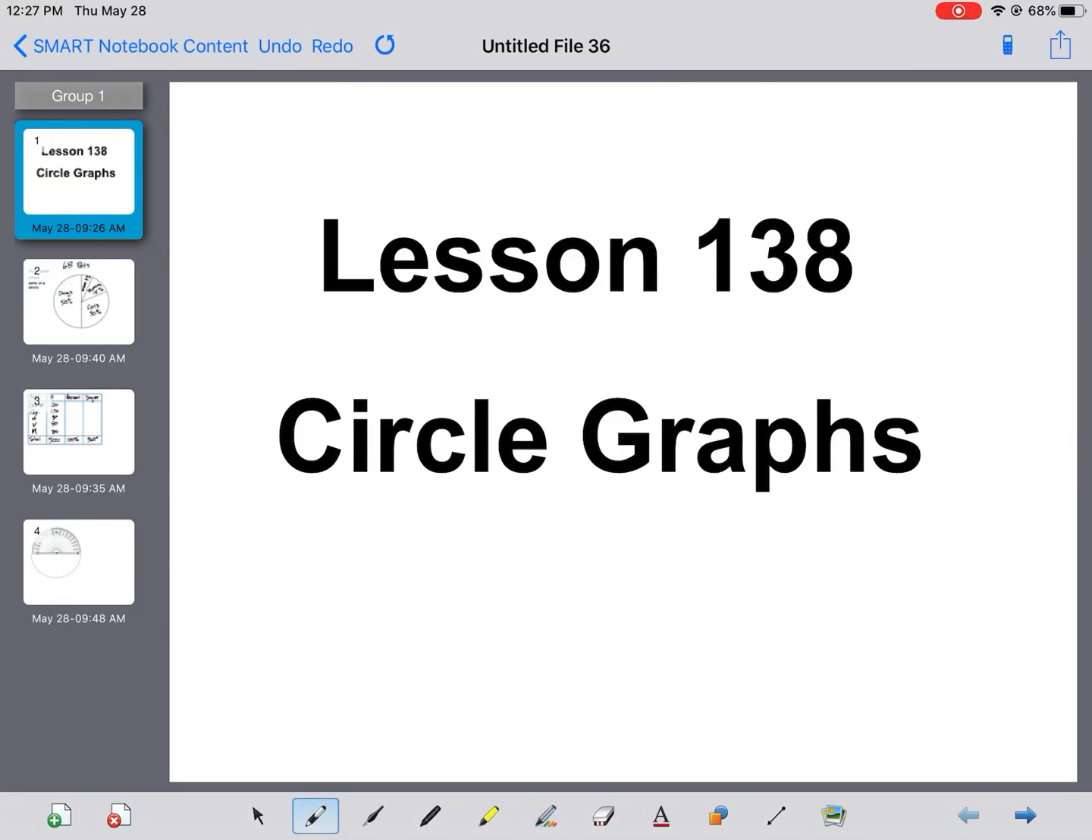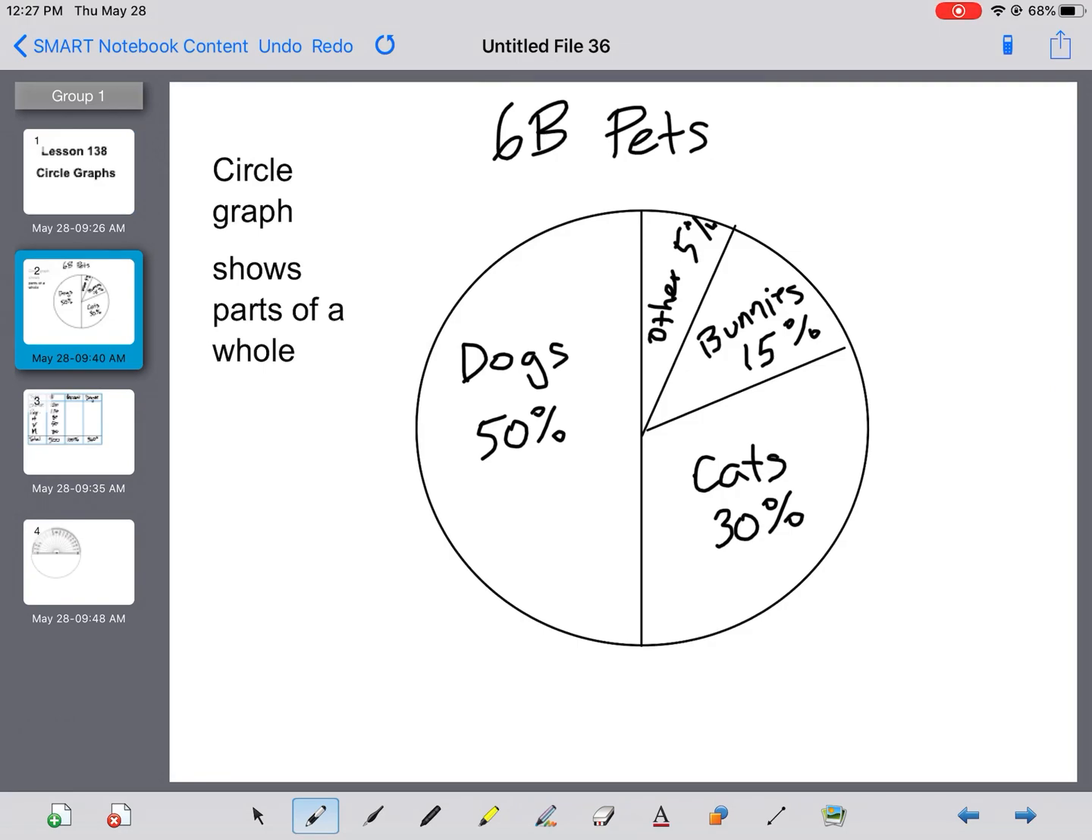Lesson 138, circle graphs. So we've come to our third type of graph that we're going to spend some time looking at, and these are circle graphs, also known as pie graphs. And these are the ones that show parts of a whole. So a circle graph shows parts of a whole. And we do that using a circle that is split into fractioned off sections.